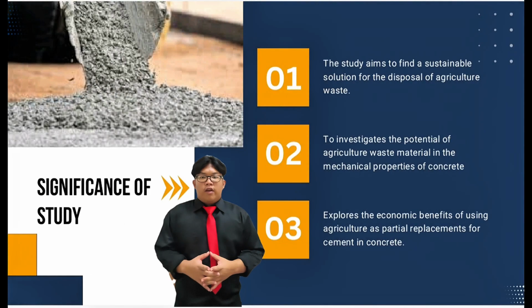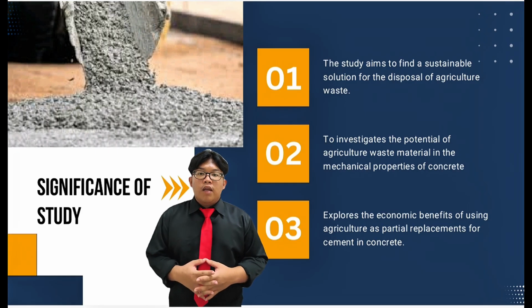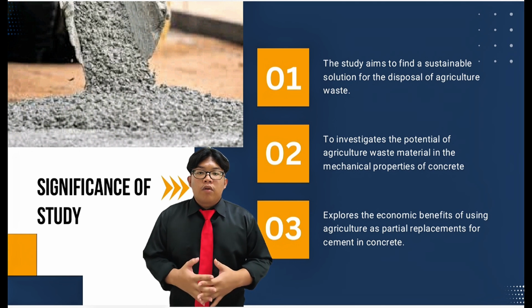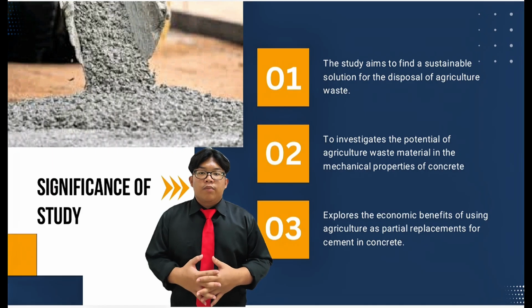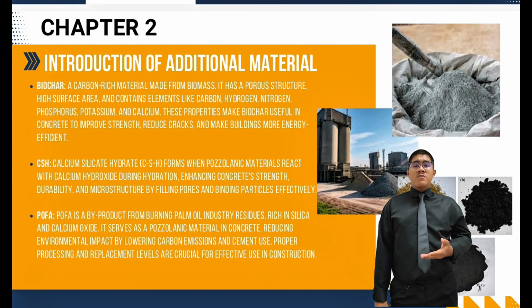So this is our significance of study. The first one is the study aims to find a sustainable way to manage and reuse agriculture waste. The second one is to investigate the potential of agricultural waste materials in improving the mechanical properties of concrete. The last one is to explore the economic benefits of using agricultural waste as a partial replacement for cement in concrete.